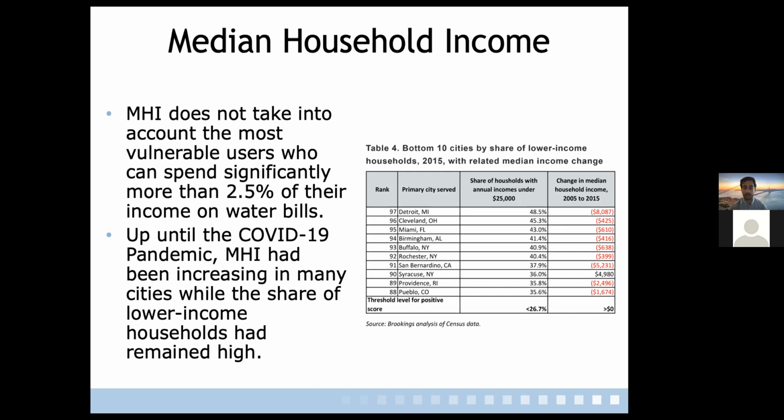But the affordability of the rates for the first community, the one that's around $38,000 to $42,000, will be very different from the affordability of the same rates in the second community, where 40% of the households are below the poverty line and are paying much higher portions of their income for water and wastewater service. This is a little table from the Brookings Institution that I borrowed, which shows the bottom 10 cities by share of lower income households with related median income charge. There's a huge percentage of households underneath the poverty line in these major cities all across the US.